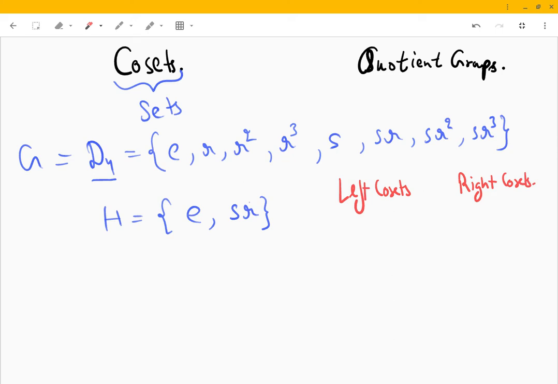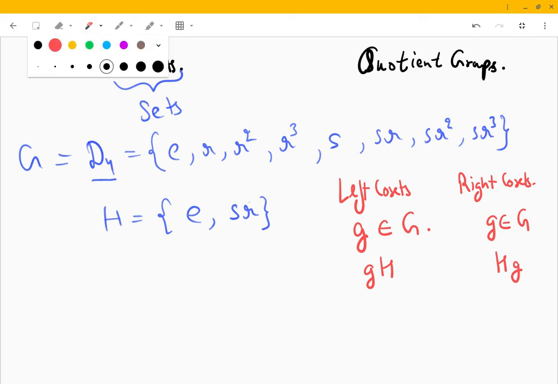So left cosets: take g from the group and multiply it on the left with the subgroup. You will get a few sets which will be disjoint. These are very important points. You will get some sets which will be disjoint, and we'll call them left cosets. And right cosets, same. Take the elements from the group and multiply them on the right. You will get the right cosets. And let's start doing this.